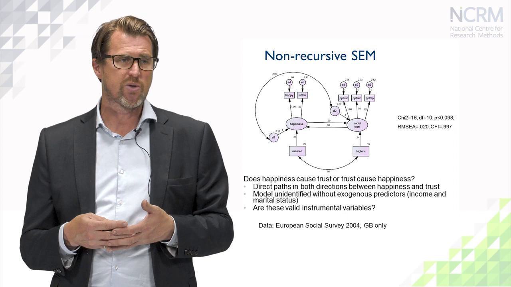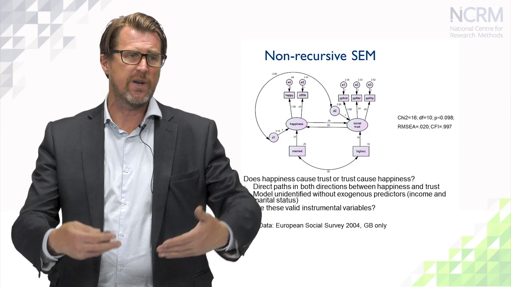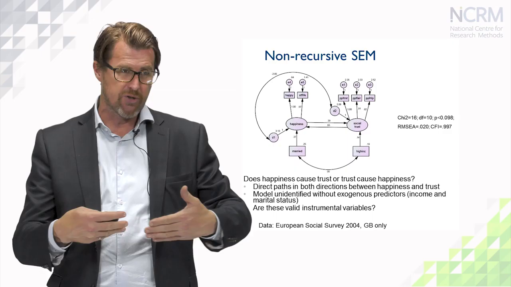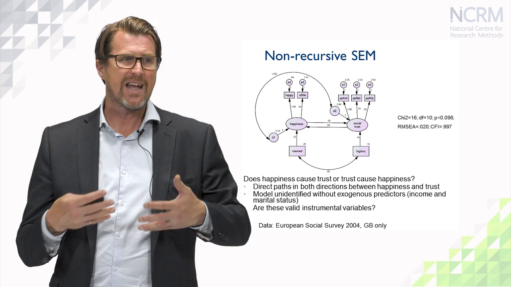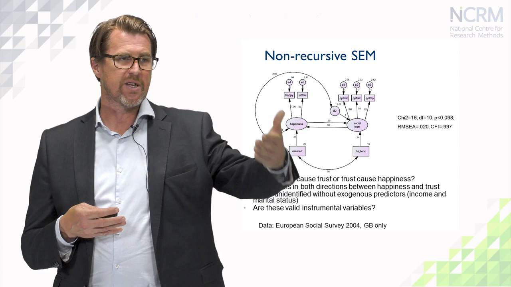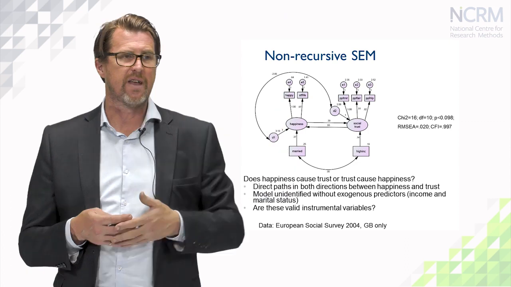Scholars have been interested in what the relationship is here, and this model specifies reciprocal causality between these variables. Now, if you just try to estimate that model without the two exogenous variables at the bottom of the diagram, whether you're married and your earnings, it would be unidentified. So these variables are acting as instrumental variables in the model, but it's not really plausible to assume that they are valid instruments, because we have to assume that neither of them has a direct effect on the other latent variable in this model.